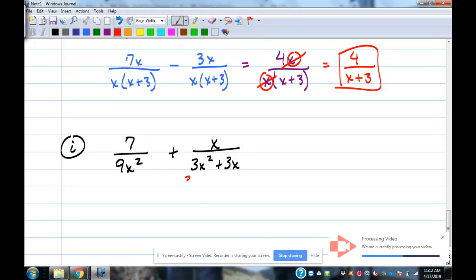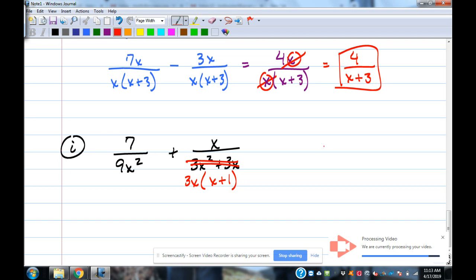GCF. 3x, and that'll leave us x plus 1, right? Okay, so this one, we got a 3x on that and an x plus 1. So this is no longer the denominator. It's now written like that. And we got a 9x squared over here.